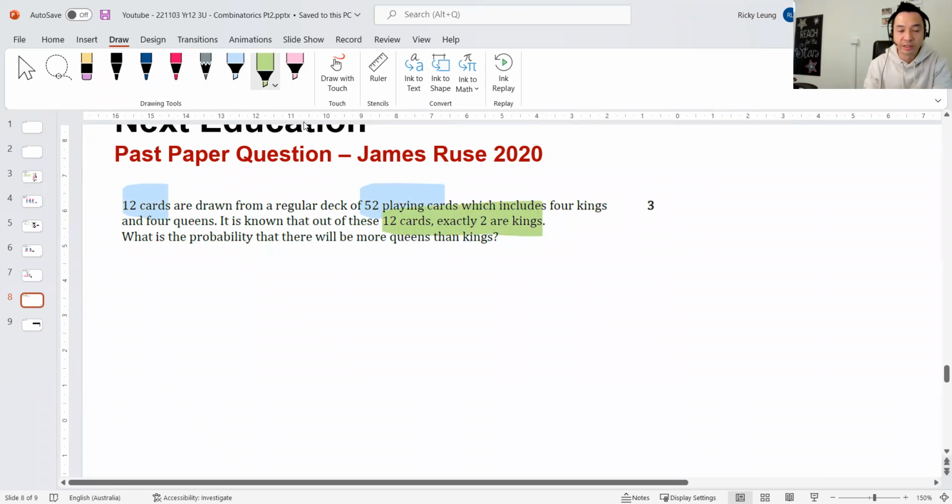What is the probability that there are more queens than kings? So maybe all the blue is fact. Now, you might have noticed that if they told you it is known, if they say the words it is known, it feels like conditional probability.